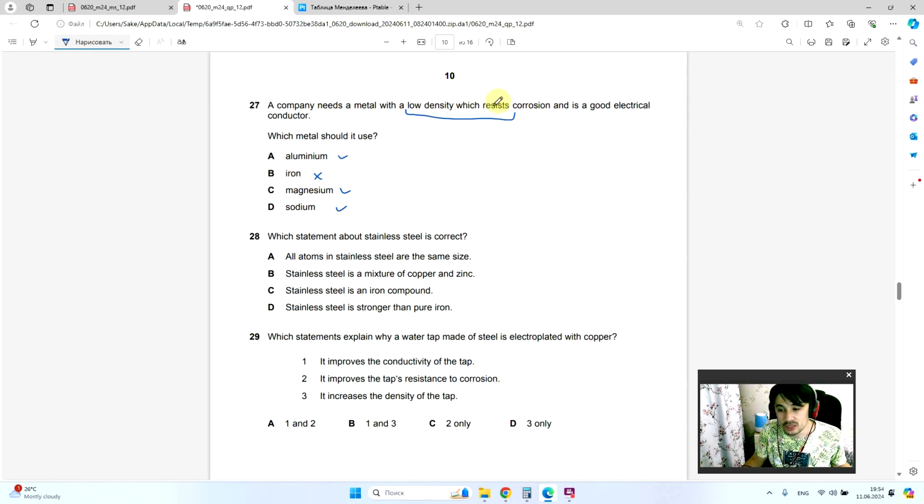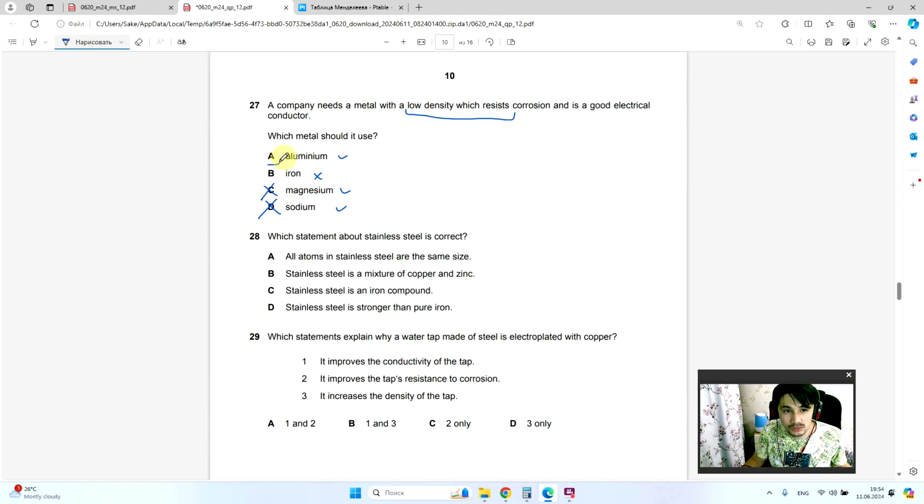Resists corrosion means that this metal will not react with water in the presence of oxygen. Sodium reacts vigorously with water. Magnesium slowly reacts with water in humid air.